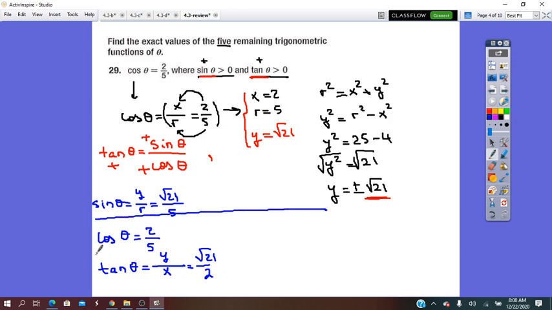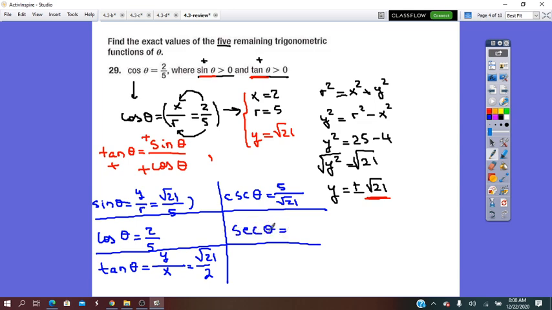We can find the reciprocal now for each one of them. The reciprocal of sine is cosecant theta, and it will be 5 over square root of 21. The reciprocal of cosine is secant theta, and it will be 5 over 2. And the reciprocal of tan is cotangent theta, which will be 2 over square root 21. Rationalize the denominator. It will equal 2 square root of 21 over 21.